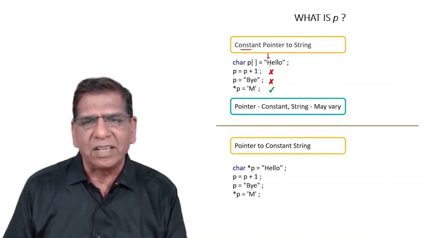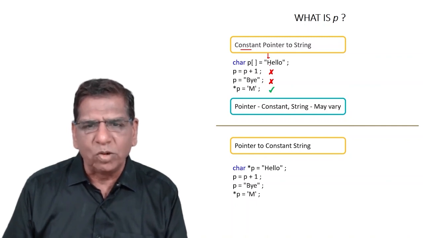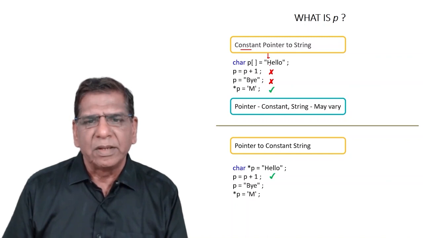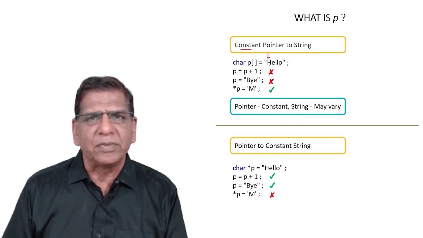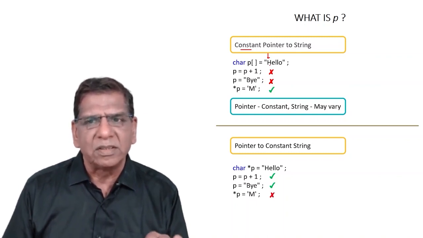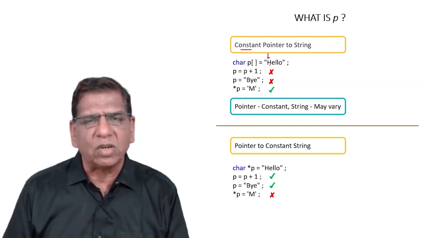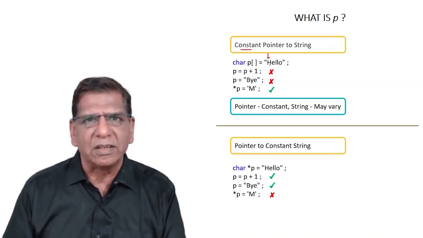Since they are different, when I do p equal to p plus 1, that will be okay. When I do p equal to "bye", that would also be okay. But when I do star p equal to 'm', that would be wrong because the string is constant here. You cannot change anything which is constant. The pointer is not constant, so the pointer can be changed. That's why p equal to something is fine.